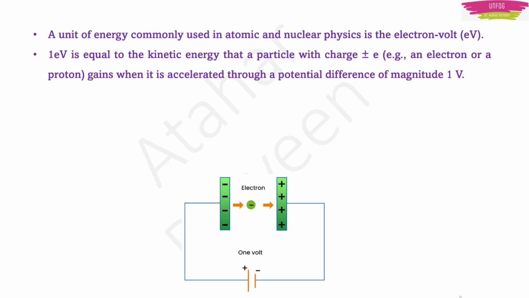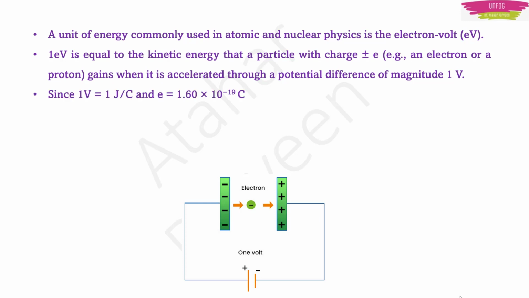Now because the potential difference has magnitude 1 volt, you can say that the energy is 1 electron-volt. Because you are placing one electron in the field, in a 1 volt field, you can say that the energy it has is 1 electron volt.